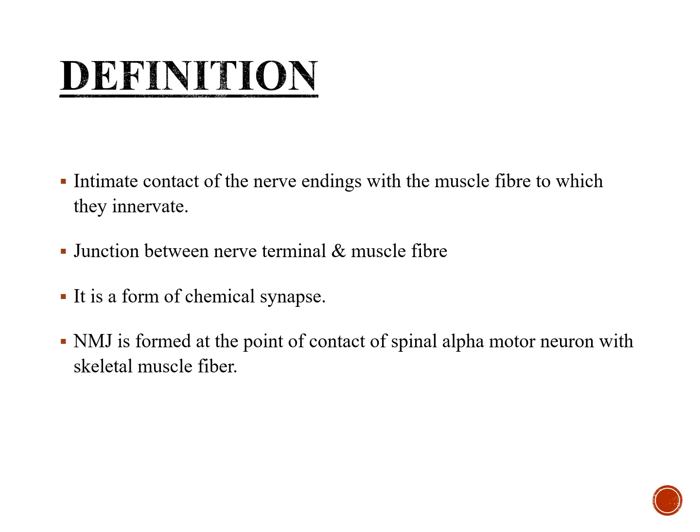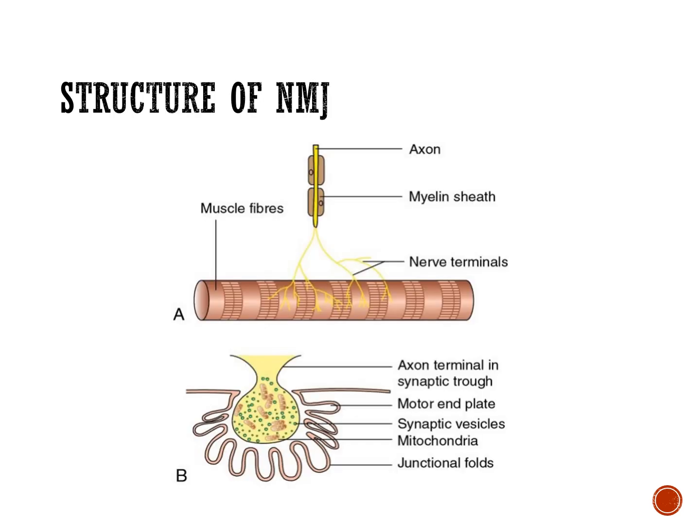There are different types of synapses; physiologically we can classify synapse as chemical synapse and electrical synapse. In chemical synapse, some chemical will mediate the transmission of impulse, whereas in electrical synapse there will be gap junctions between the two neurons. So the nerve impulse will be transmitted from one neuron to the other neuron through that gap junction. That is a type of synapse which is called electrical synapse. So neuromuscular junction is formed at the point of contact of spinal alpha motor neuron with the skeletal muscle fiber. So it is the junction between nerve terminal and the muscle fiber.